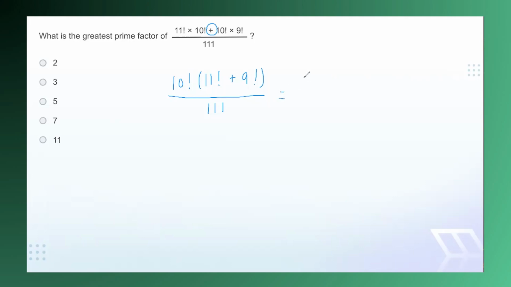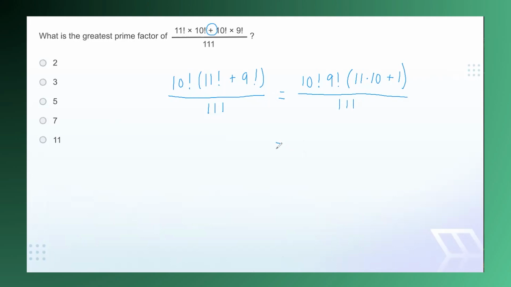So pulling that 9 factorial out, I have 10 factorial times 9 factorial. And then in my parentheses, left over from my first term, I'm going to have 11 times 10. And then left over from my second term, I'm going to have a plus 1. Don't forget about that plus 1 when factoring. That is a classic mistake. And then all of that is going to be over 111.